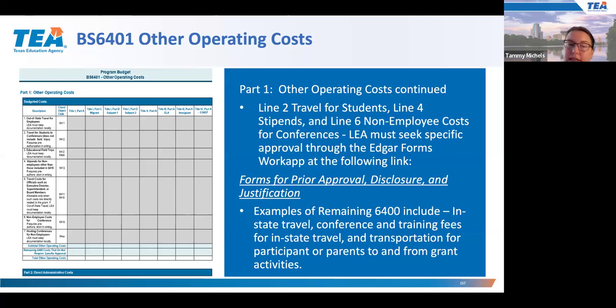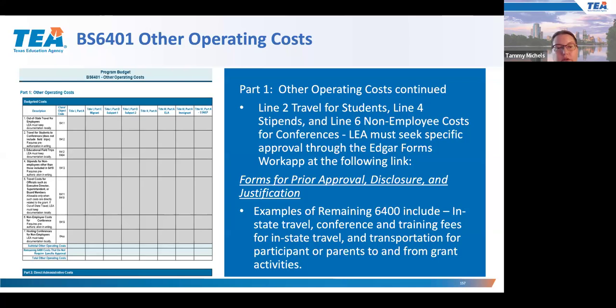Okay, let's briefly discuss costs that require pre-authorization in writing. When budgeting for these activities, please complete the appropriate documentation under the section prior approval request for participant support costs through the forms for prior approval, disclosure, and justification. Again, the link is provided here. These documents are a little bit different and will be submitted via the Edgar Work App system and must also be maintained locally. The Work App system is a secured, automated online system, and it tracks the submission, review, and approval of forms.